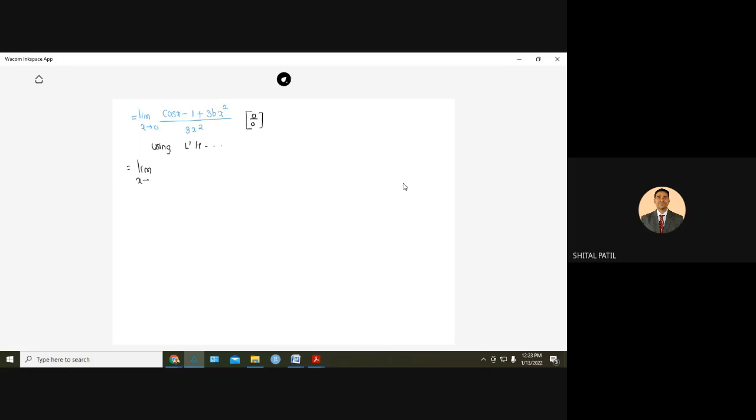Limit x tends to 0, minus sin x. Derivative of 1 is 0. Again we have 0 by 0 form.